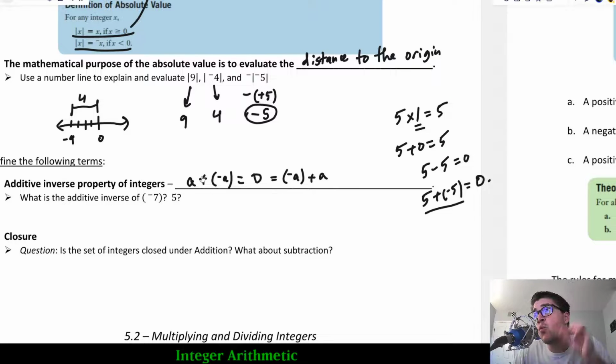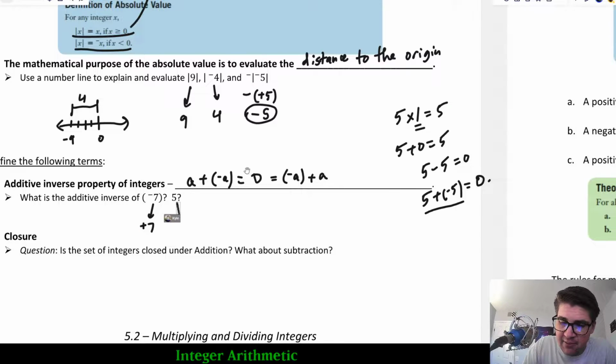If I ask what is the additive inverse, a and negative a are additive inverses of one another. They are opposites. That is just the idea of the additive inverse. So say I ask you what's the additive inverse of negative 7, that's just positive 7. And the additive inverse of positive 5 is just negative 5. It's the same number with the opposite sign.